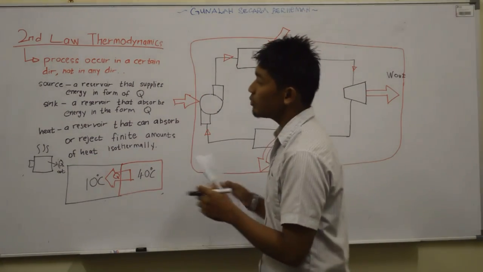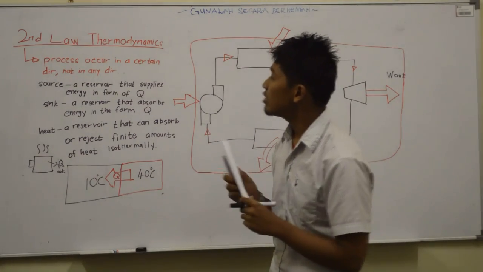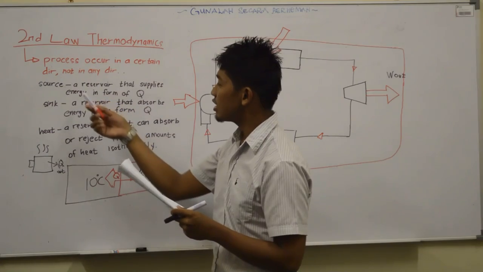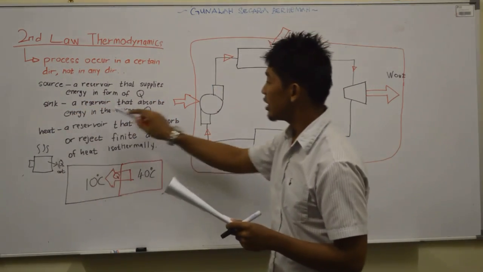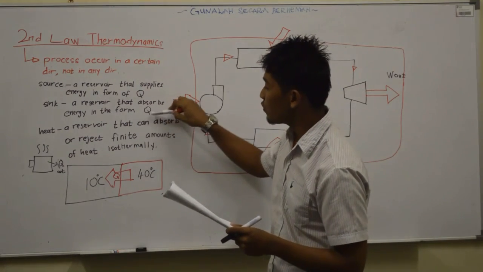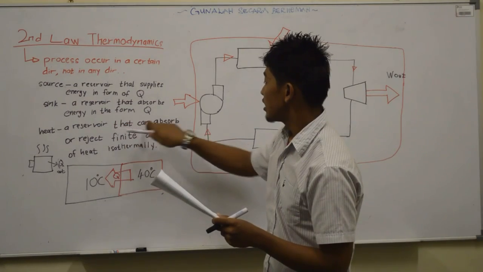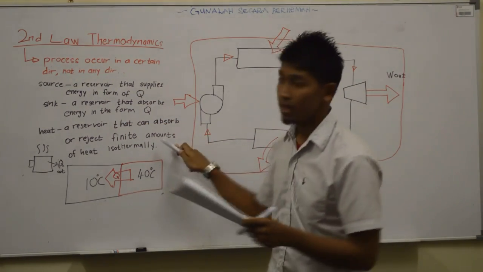Okay, these are terms that you will be familiar with in the second law of thermodynamics. First of all is a source, which is a reservoir that supplies energy in the form of heat. And then next is a sink, a reservoir that absorbs energy in the form of heat. And lastly is a heat reservoir, a reservoir that can absorb or reject a finite amount of heat isothermally.